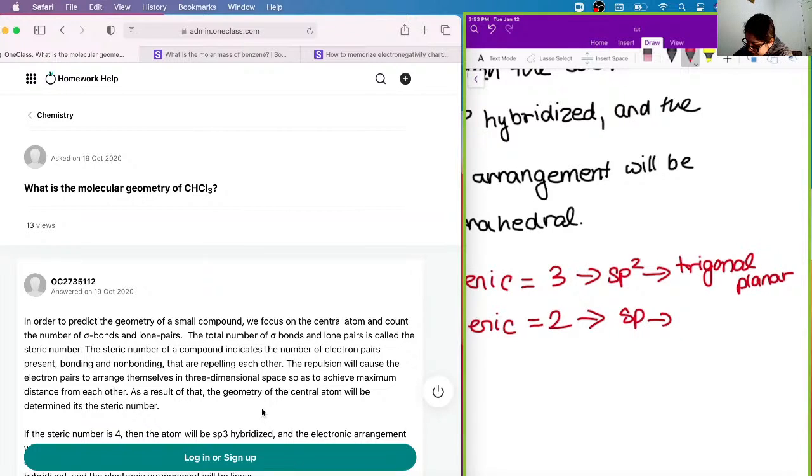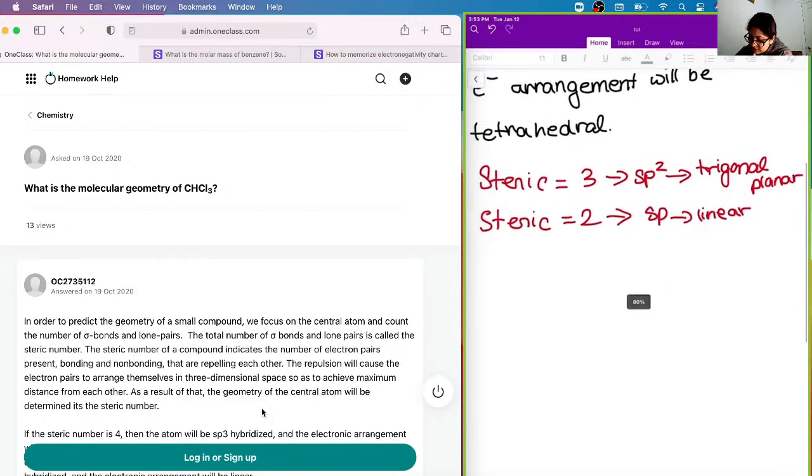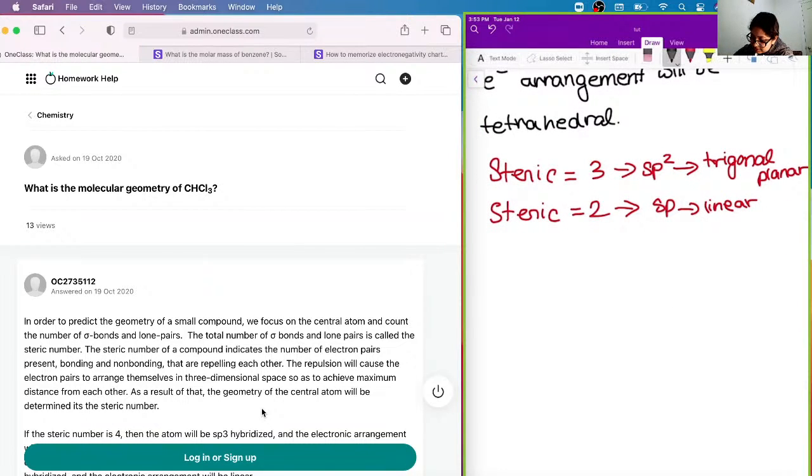And this would be linear. And in this case, CHCl3 has 4 sigma bonds and 0 lone pairs. Okay, so you can write CHCl3 has 4 sigma bonds and 0 lone pairs.